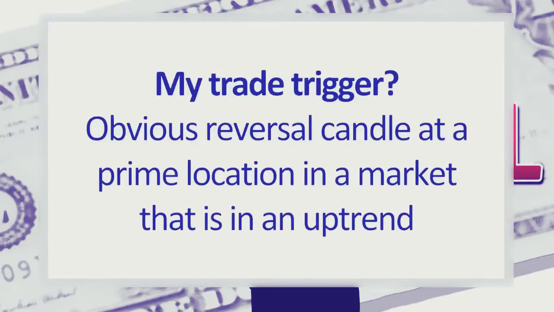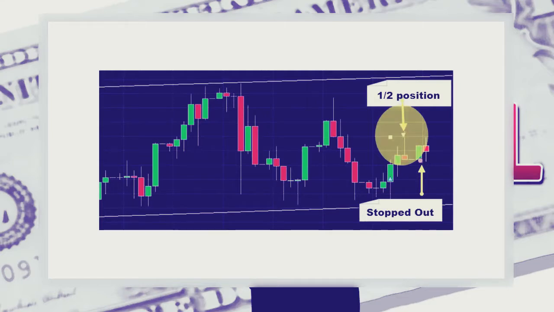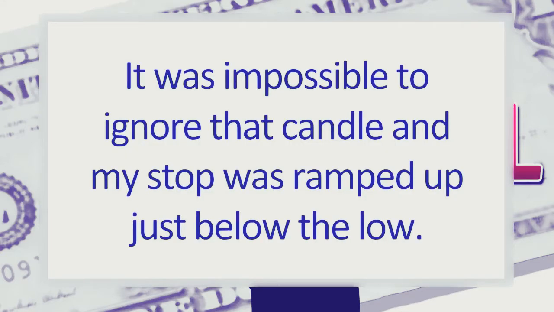So what had me triggered into this trade was an obvious reversal candle at a prime location in a market that was in an uptrend. What gets me out of this trade is an obvious reversal candle that shows up in the middle of the range, and it's a range that has seen some pretty sloppy price action. So the candle that gave me my risk reduction also closes as a candle with a small bear body and a long upper shadow, as pointed out in the trading chart here.